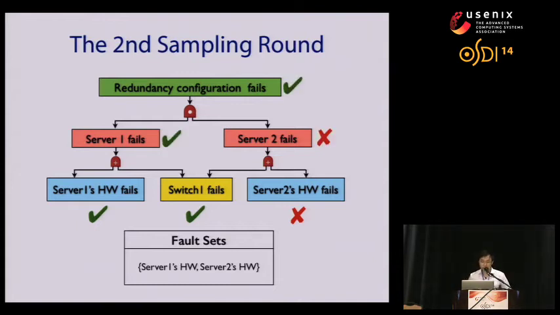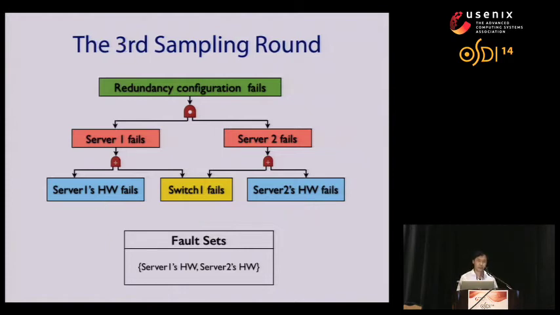In this case, the root node doesn't fail, so we skip this sampling round, and we enter the next sampling round. In the third sampling round, we repeat: flip a coin to assign 1 or 0 to each leaf node, and we got this result.